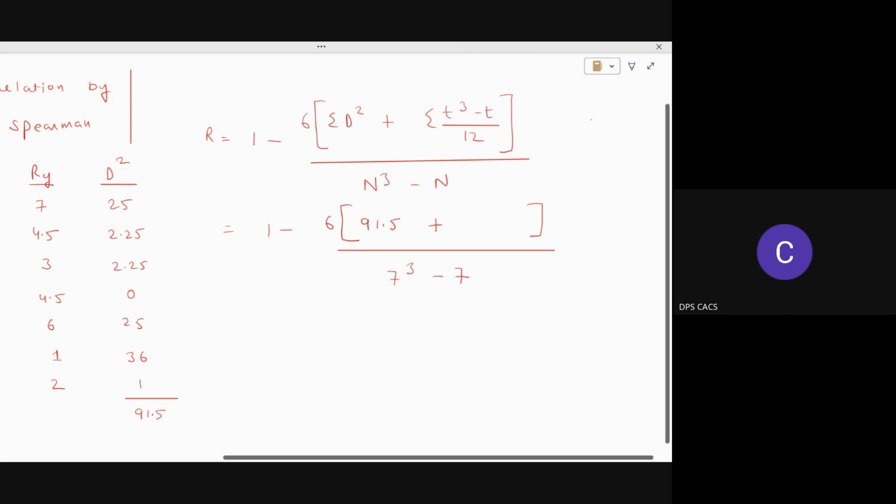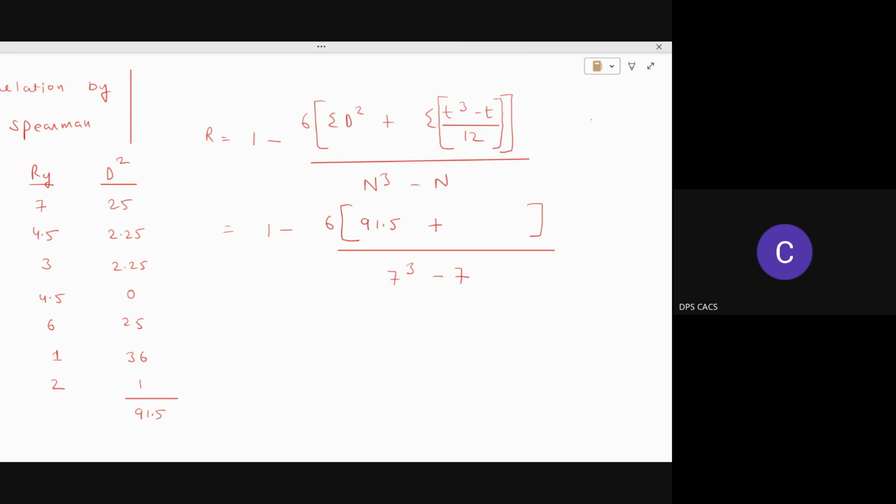Any problem till now? Now we'll talk about this t thing. It is a summation of t cube minus t by 12. Summation of this. Can I say there is a column of t cube minus t by 12 where I am doing the summation, right?